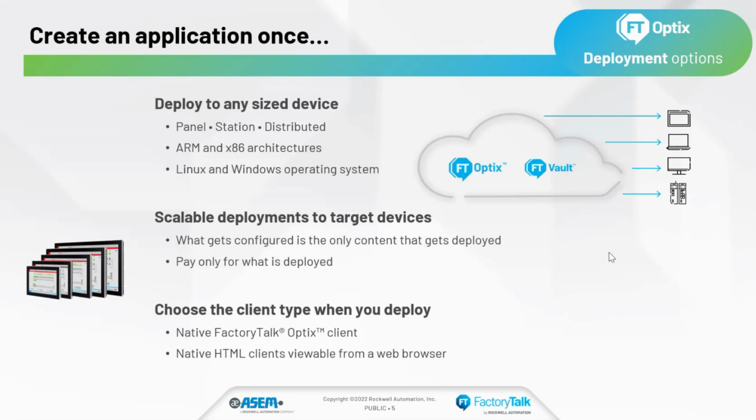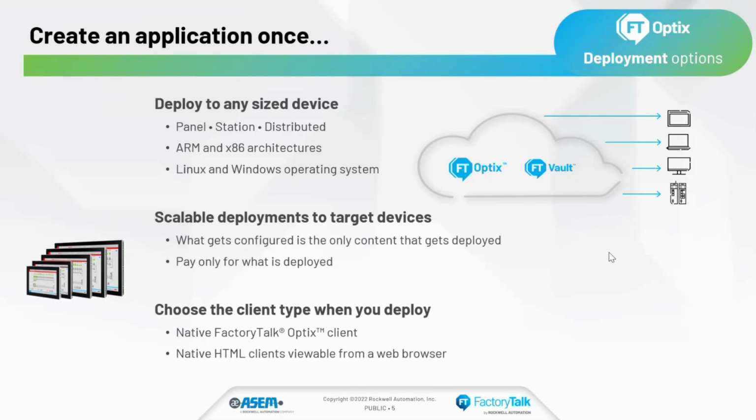So once you create an application, you only need to do it once, and then you could deploy it to any sort of HMI or industrial PC device you wish. There are many different applications that FactoryTalk Optix can apply to. It could be single panel applications, station applications, even distributed applications using the unlimited license.